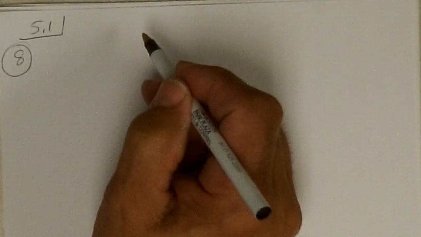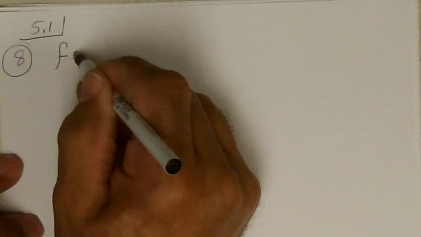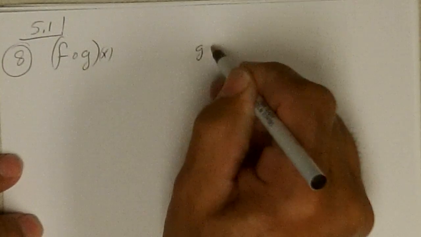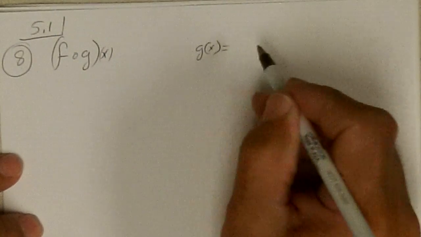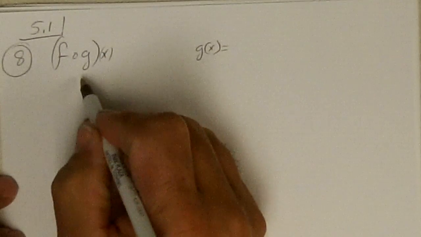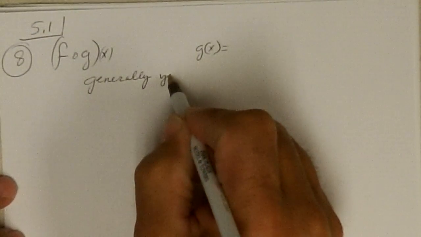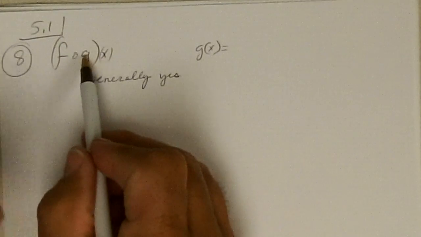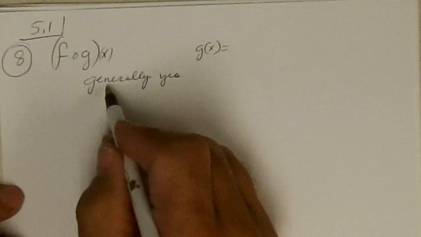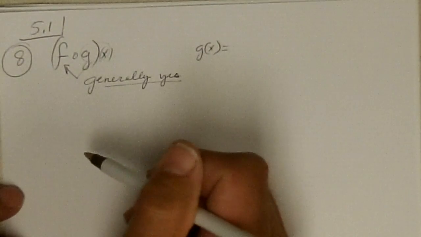8 gives us true or false. The domain of a composite function is the same as g of x. F composite g of x, does it have the same domain as g of x? Yes, except if, generally yes. But if you put something into G, it has to be able to go into G, so that's why it's generally yes, but what you get out of G has to be able to go into F.